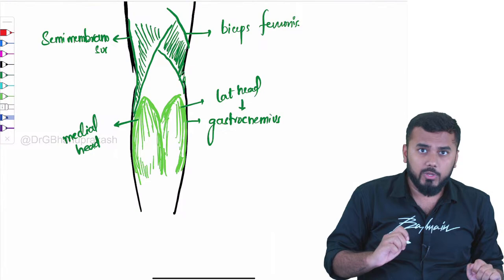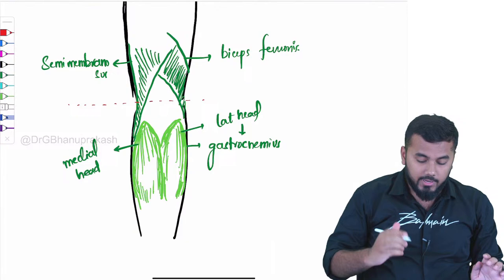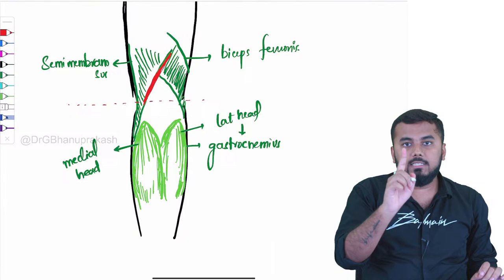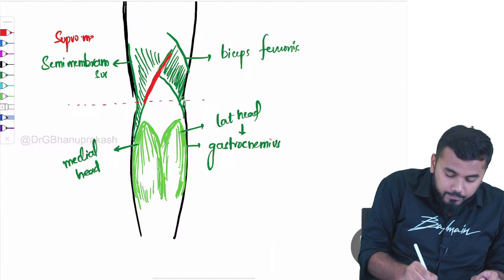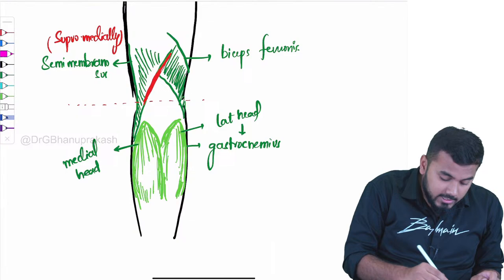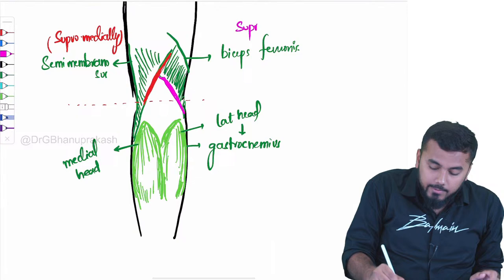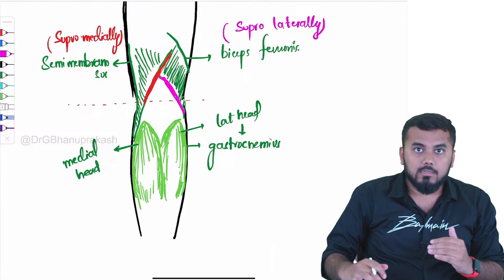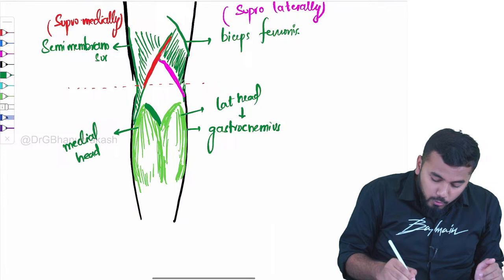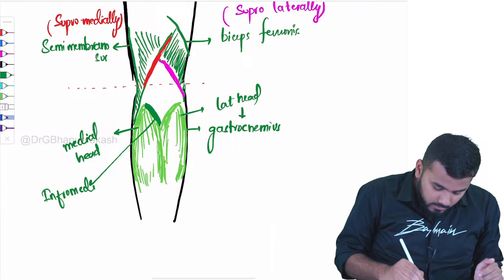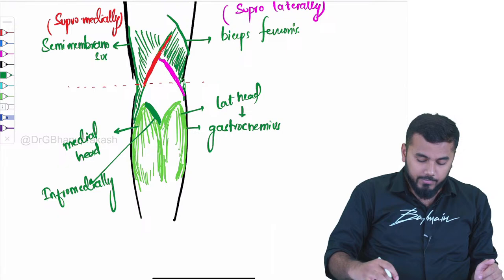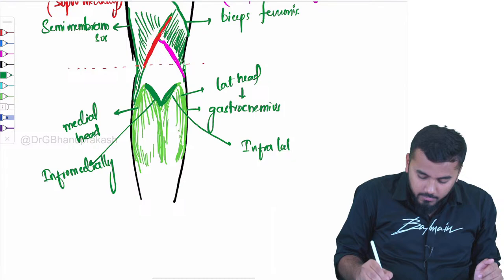Look here. If I'm dividing this entire area, one is superior, one is inferior. Superomedially I have got the semimembranosus muscle. Where is biceps femoris located? This border which biceps femoris is forming is superolaterally. And the down part is the inferior part, so let us say this part is inferomedially. Yes, semimembranosus is superomedially. And this one is inferolaterally. Now look here, guys.